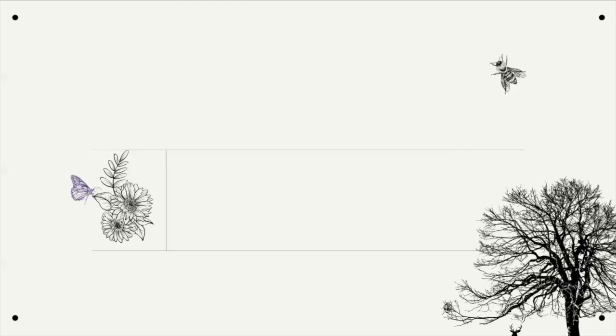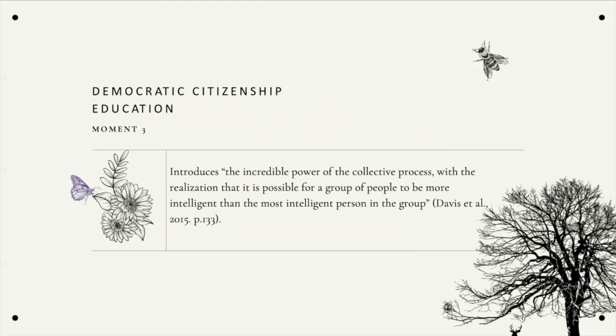Democratic citizenship education introduces the notion that a group of individuals is more intelligent than even the most intelligent person in the group. This idea is incredibly powerful as it demonstrates the beauty of diversity and how working together allows for ideas to flourish in a way they cannot on their own.